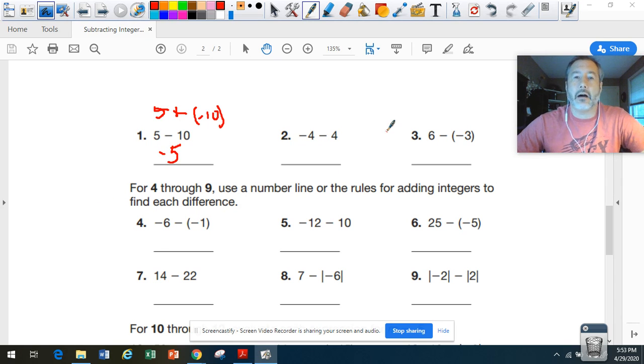Very good here. Now, take a look at this one here. This is a negative. This is also a negative too. Remember, subtraction is negative. So we could say this is the same thing as negative 4 plus negative 4. Signs are the same. Add them together, keep the sign. Answer is negative 8.